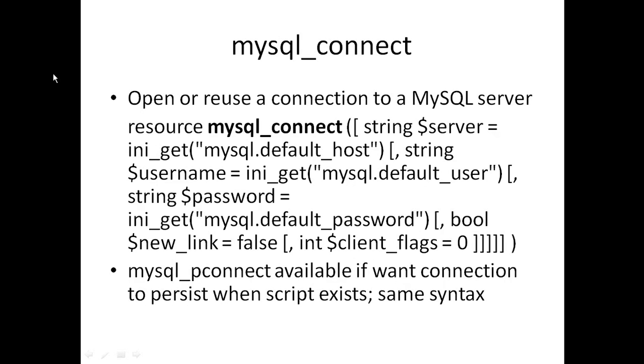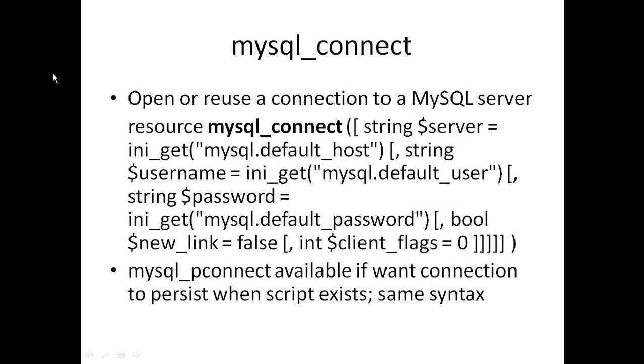Now I'm going to dive right into some of the MySQL functions. Okay, so to open or reuse a connection to a MySQL server, the function from PHP is mysql_connect. As you can see, it has a lot of options you can pass it, as well as default parameters. It returns a resource, which is a connection resource. Notice that all of the options are optional. In fact, if you don't pass any option, mysql_connect will attempt to use a connection that was already established.